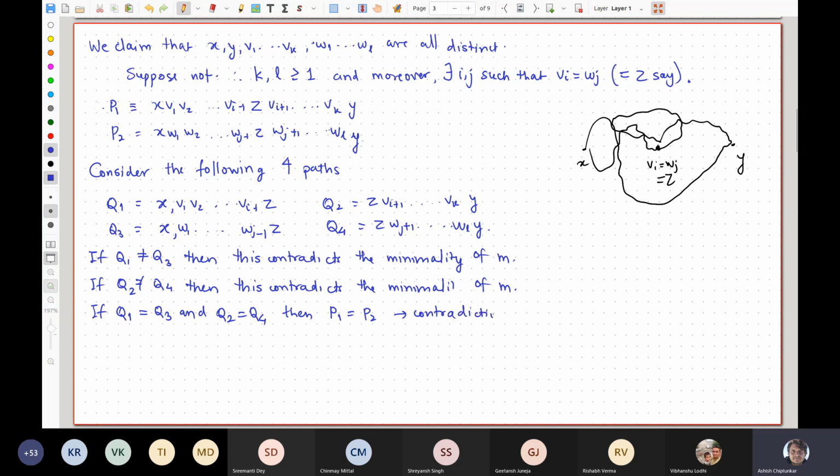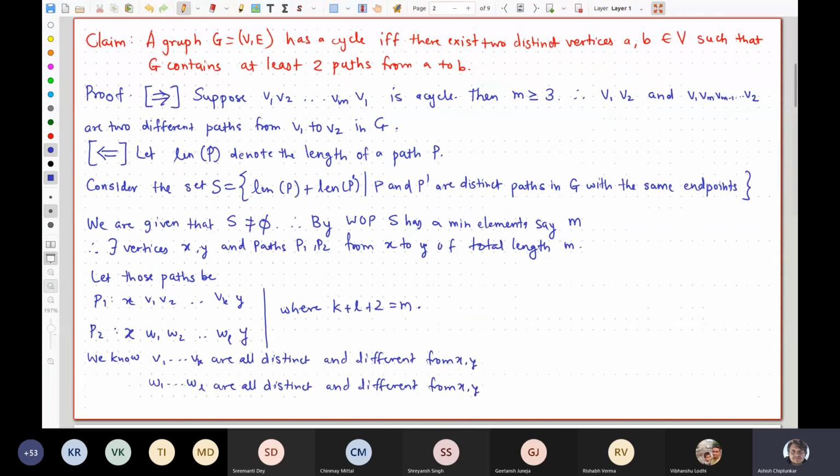Contradiction, because we assumed P1 not equal to P2. That is what we assumed earlier, I hope. Yes, so total length m, and I should have said over here P1 not equal to P2.